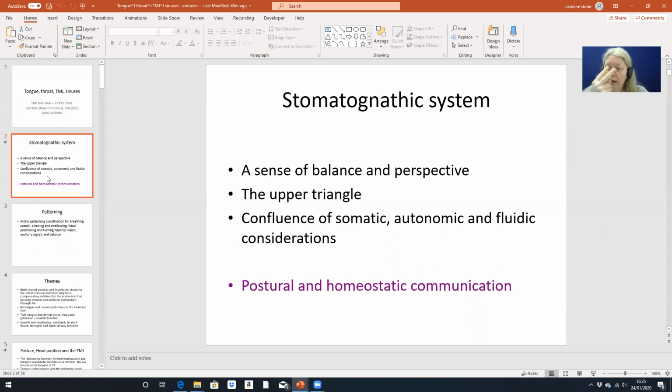And it's also perspective, both cognitively as well as visually, and how all of these things relate to posture and how this upper triangle of the body is really important in terms of orientation and communication. And how in this zone you get this whole confluence of somatic, autonomic and fluidic considerations. So this really is all about postural and homeostatic communication.